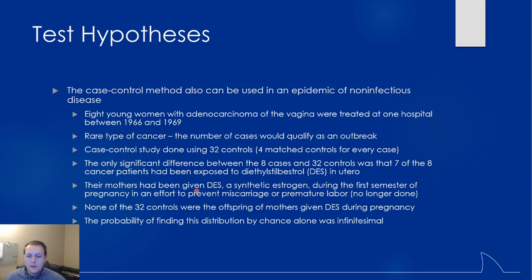And so they found that none of the 32 controls were offspring of mothers who had received any DES. So it seemed very likely that this was the common link here. This is the common thing that linked all these 7 cases together. The probability of finding that association just due to chance was extremely small. They would say pretty convincingly that this is probably the reason why this occurred.